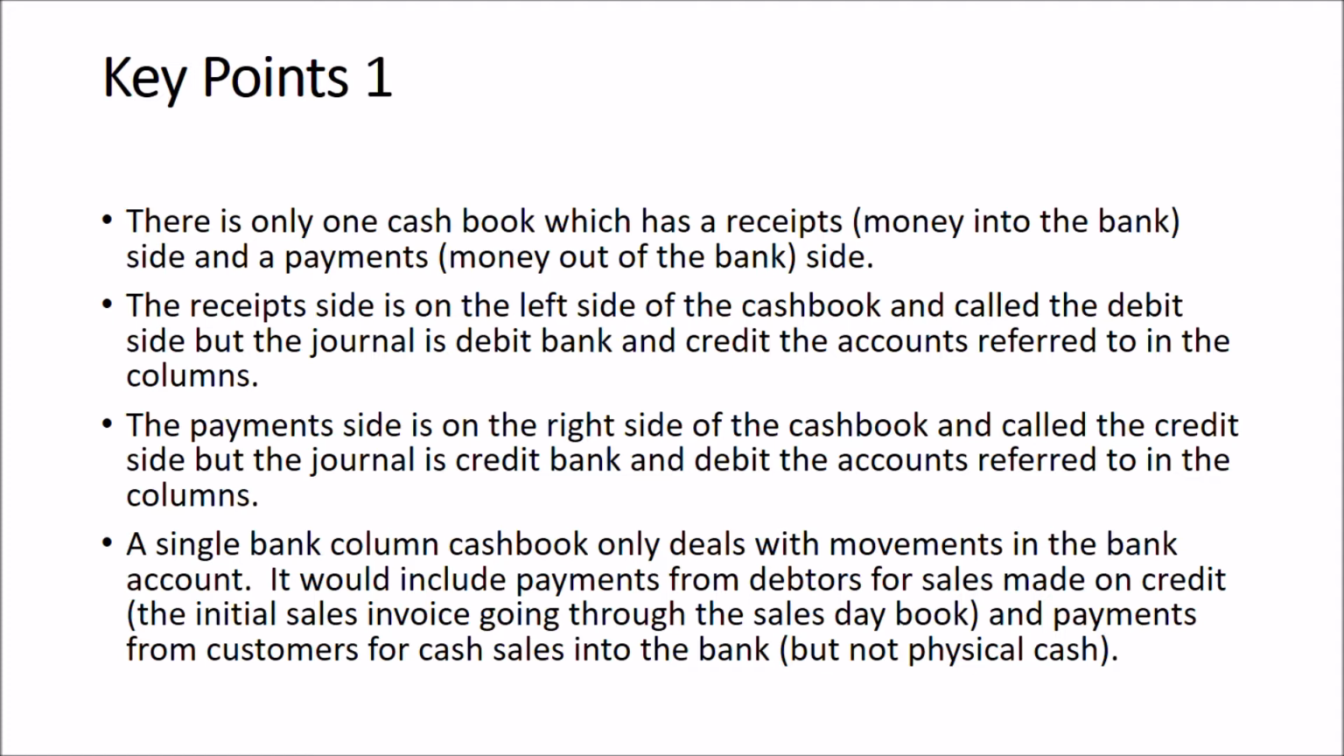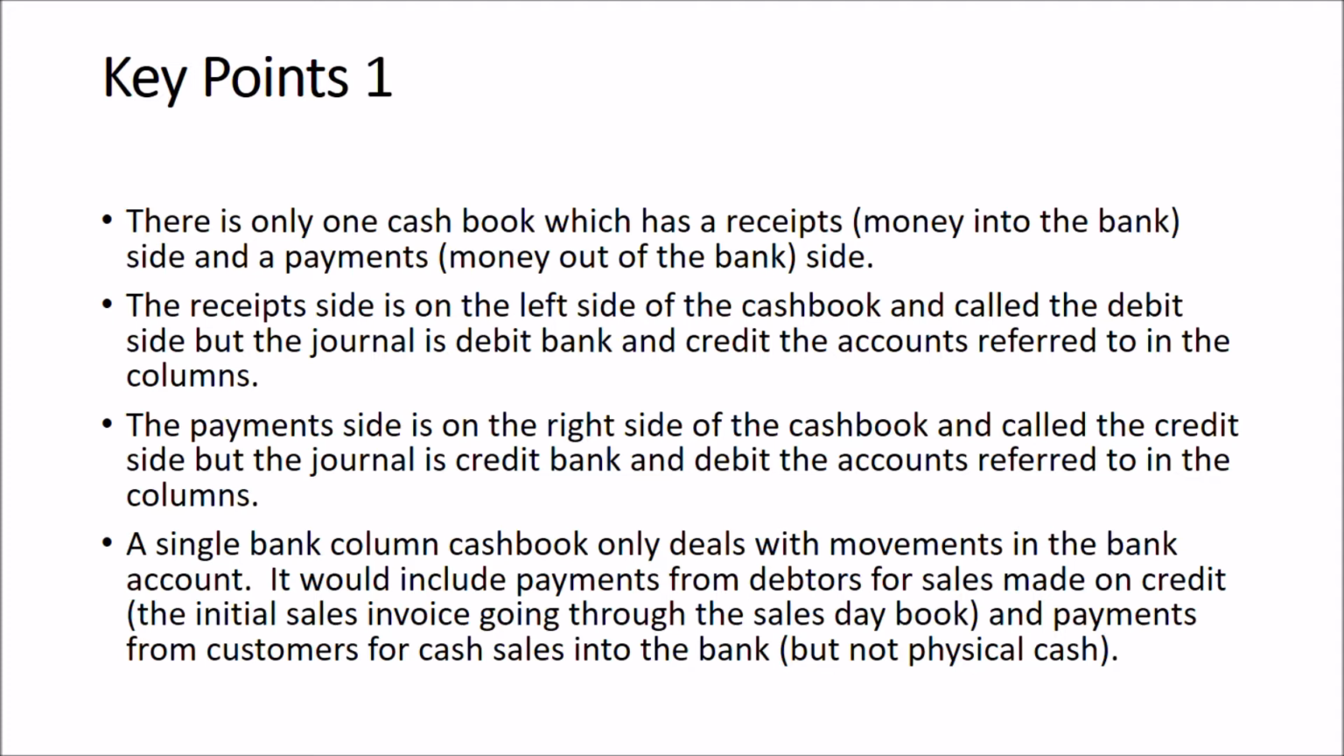The receipt side is on the left side of the cash book, and that's called the debit side, where the journal is debit bank and then credit the analysis accounts referred to in the analysis columns. Then there's a payment side on the right hand side of the cash book, called the credit side. Again, the journal is credit bank and then debit the accounts referred to in the analysis columns.